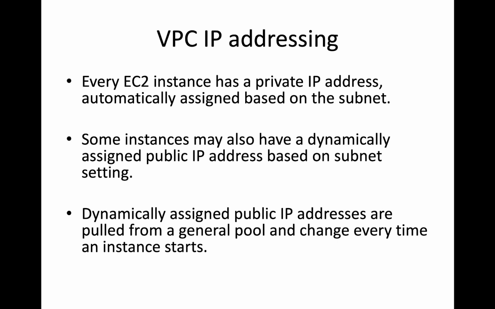So long story short, you launch an EC2 instance. It's associated with a particular subnet within a VPC, and that EC2 instance is going to be given automatically a private IP address from that subnet network block. It's also possible, depending on how you configure the subnet, that the EC2 instance you launch may also have a dynamically assigned public IP address.